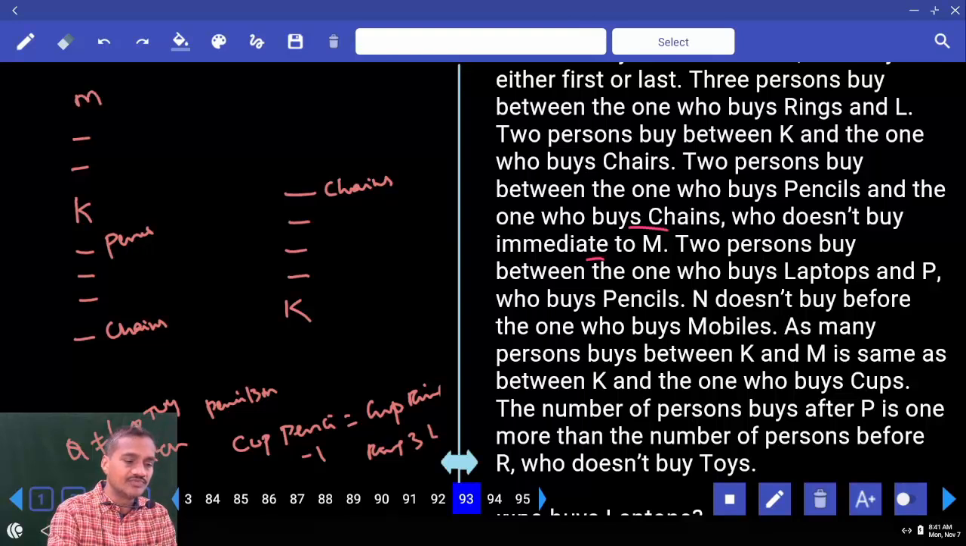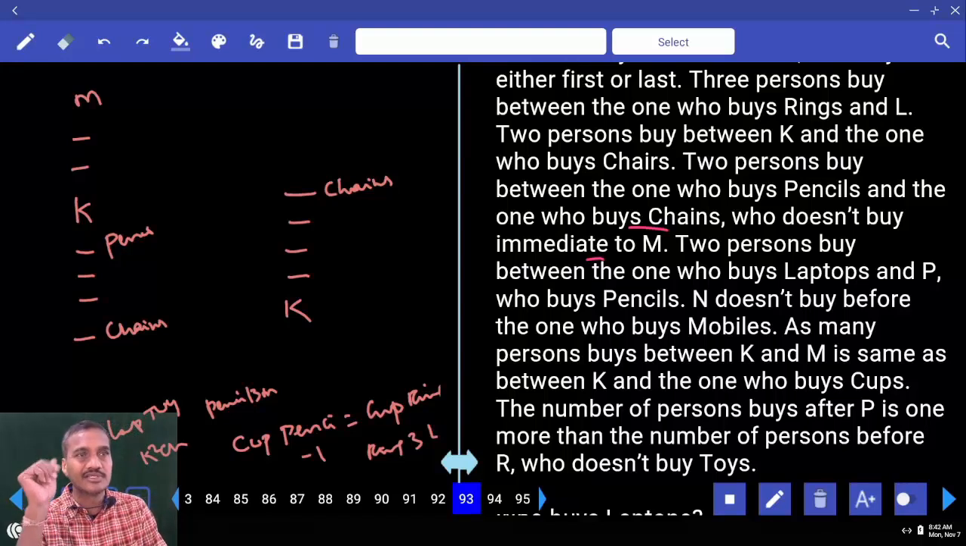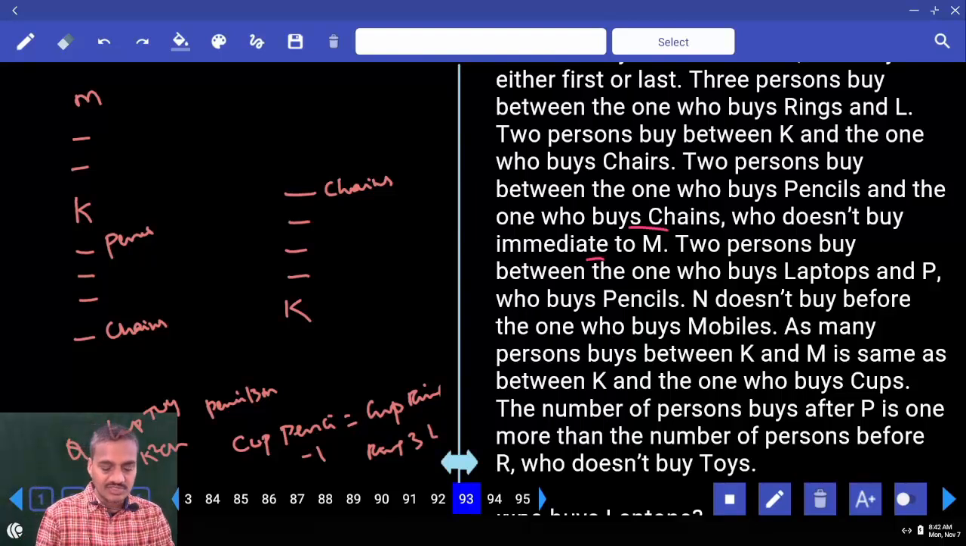Then 1, 2, 3, 4, 5, 6, 7, 8 persons are there. M can be either at the beginning or at the end. Here as of now we got M is at the beginning. Done with this? Then next one. And if M is here, the number of persons between cup and pencil is 1 lesser than cup and ring. Hence cup must be exactly between pencil and this one.